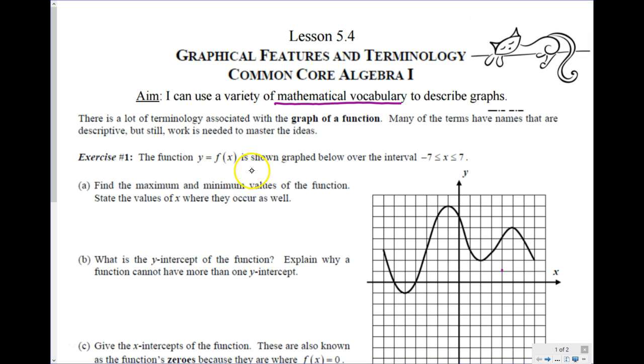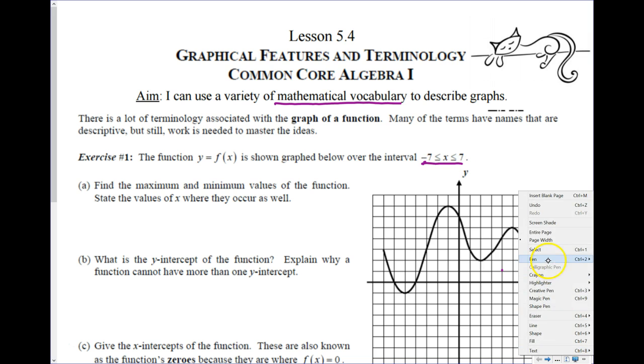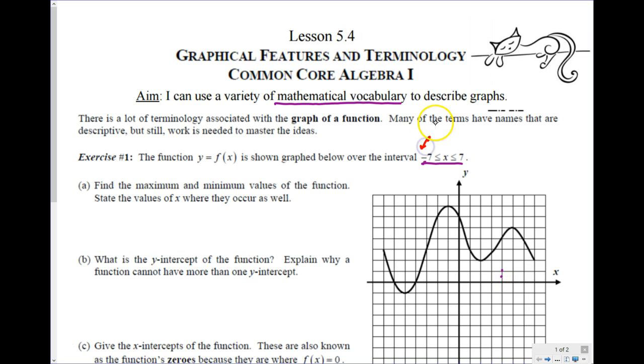The function y equals f of x is shown, graph below, over the interval -7 to 7. This notation right here means that it starts at -7 and it ends at 7. So notice if we go to my graph, I go 1, 2, 3, 4, 5, 6, 7. I have gone to the left 7, so I'm at -7. And then I've gone to the right 7. So that's why this graph is from -7 to 7, because the starting point's -7, and the stopping point's +7.